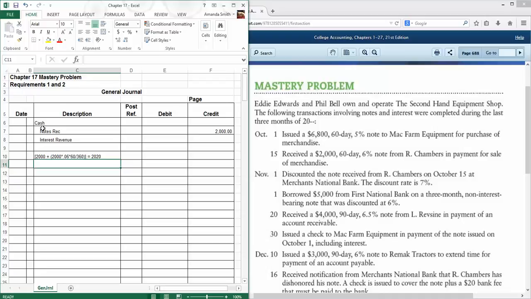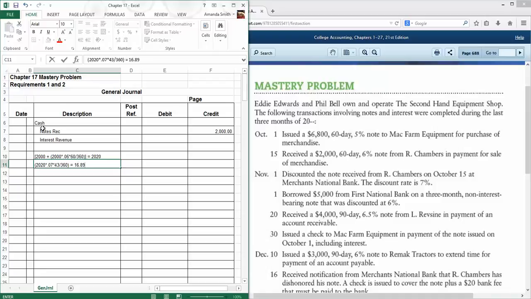Now we need to figure out how much the actual discount is. And the discount rate is 7%. So we're going to take our $2,020, multiply it by the 7% discount rate, and multiply that by 43 out of 360, which is going to give us a discount of $16.89.